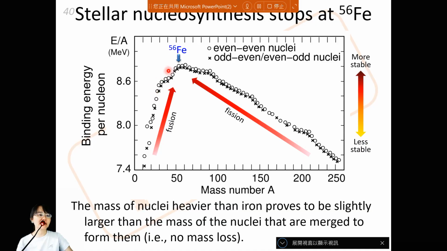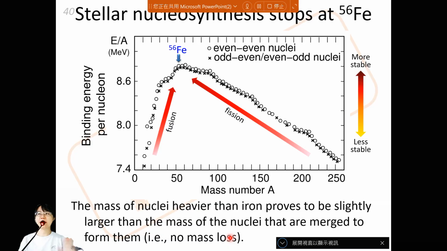And then they realize that of all the elements, the element that has the highest binding energy per nucleon is iron-56. Why? I don't know. You can view this as an experimental result. In this direction, it means more stable. In this direction, it means less stable. The mass of nuclei heavier than iron proves to be slightly larger than the mass of the nuclei that merged to form them.